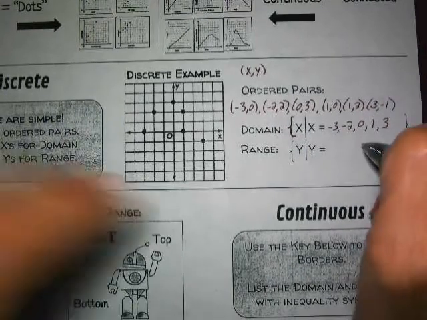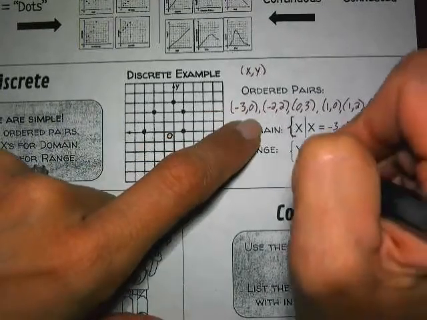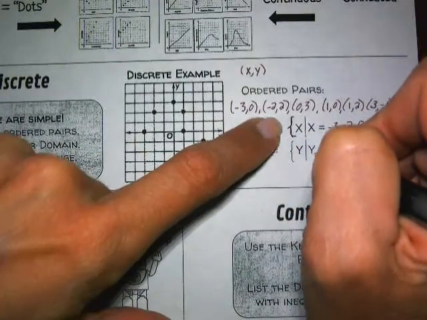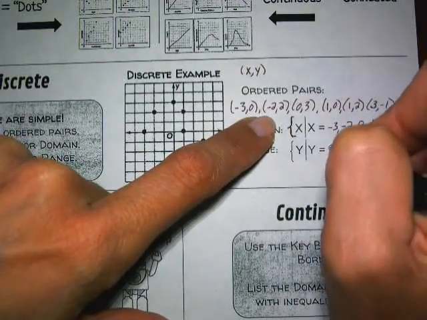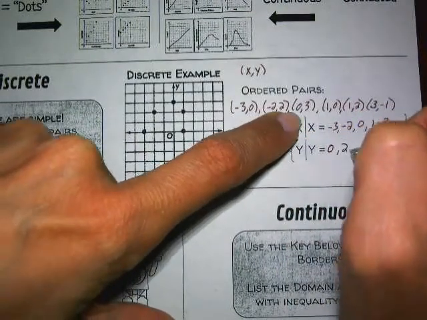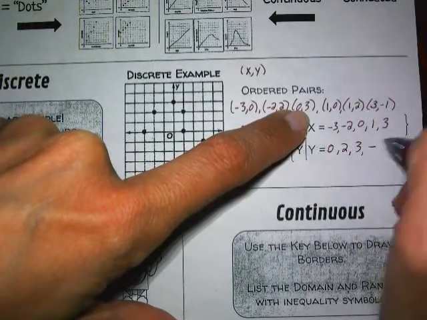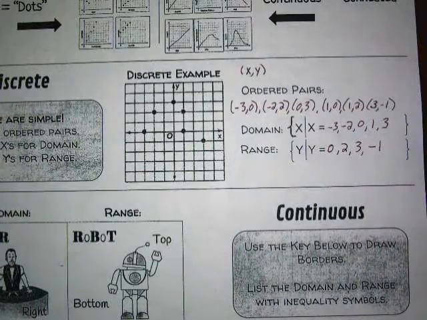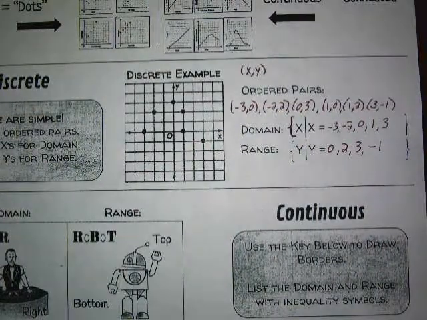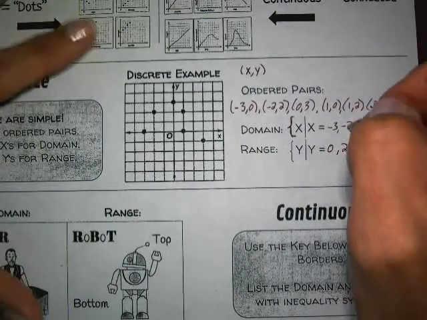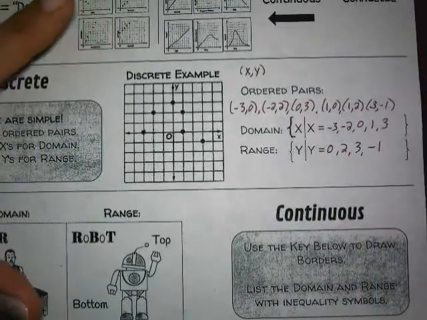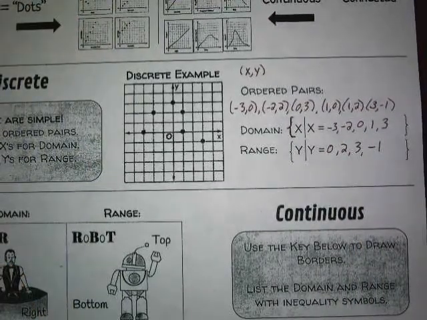And then we're going to have the range. The range are our y values such that y is equal to 0, 2, 3. We've got a 0 again, a 2 again, and a -1. So here are these exact spots and nothing in between. Now we're going to talk about what happens when it also includes everything in between.